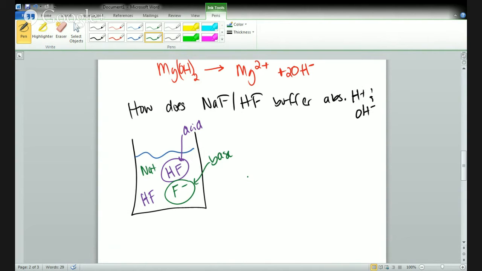So let's go ahead and let's look at that F minus first because I'm in green. So if I add HCl, the important part of the piece that I'm adding is an H plus because HCl is a strong acid. So when I add an acid to a buffer, it's going to react with whatever your conjugate base is, and that's going to form, in this case, an HF particle.